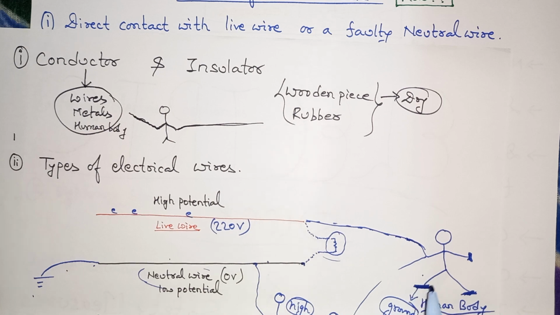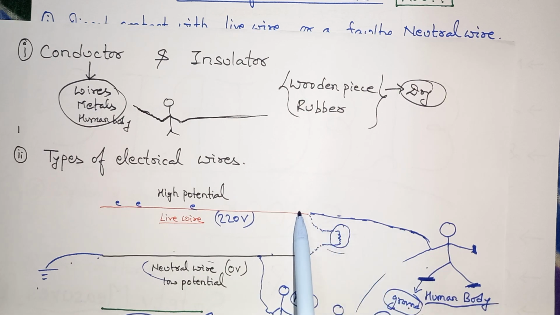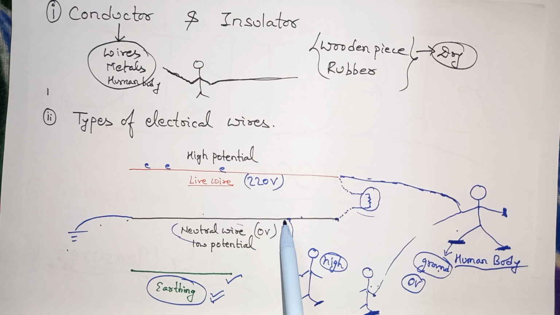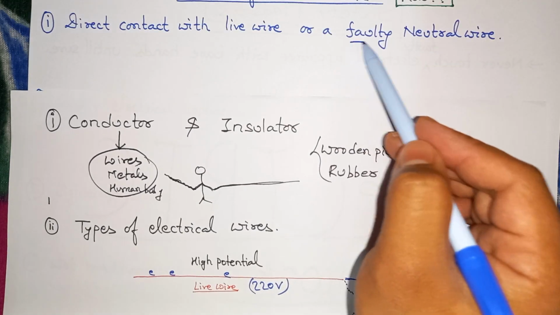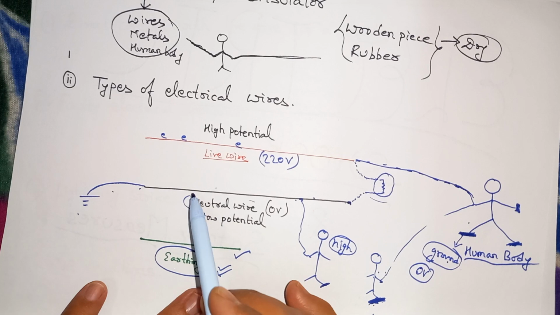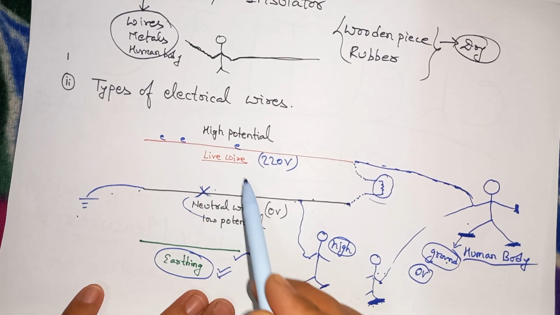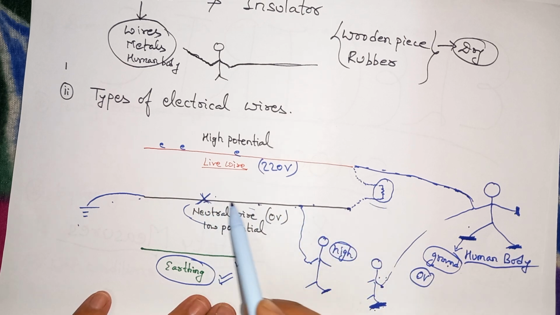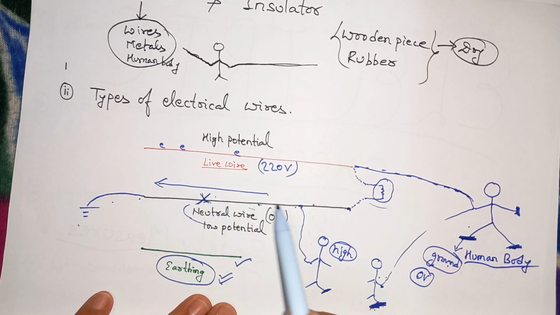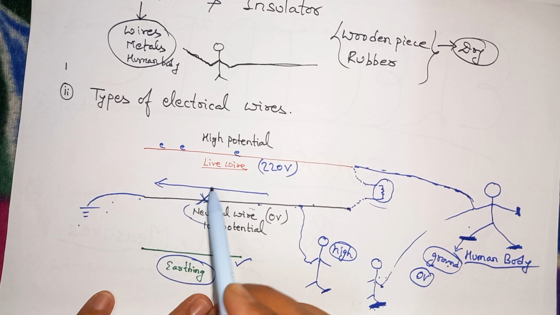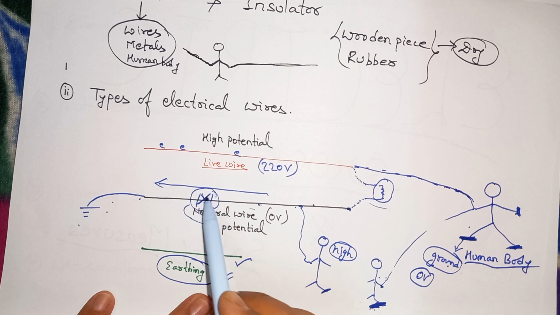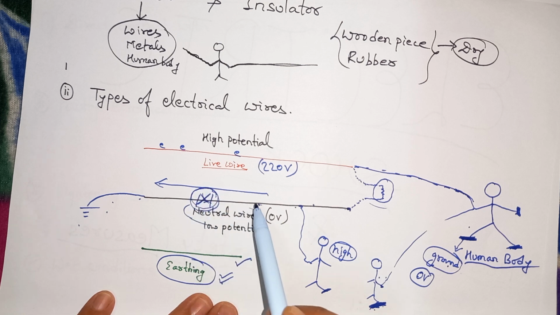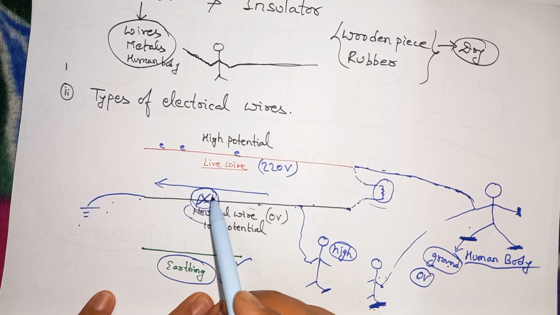Suppose a human being is directly in contact with the live wire, or directly in contact with the neutral wire. But I'm using the word faulty here. If this neutral wire is broken, what happens? Electrons flow to the neutral wire, but they cannot go to the source or finally to the ground. If any wire is broken, it means a higher resistance, and electrons cannot flow.